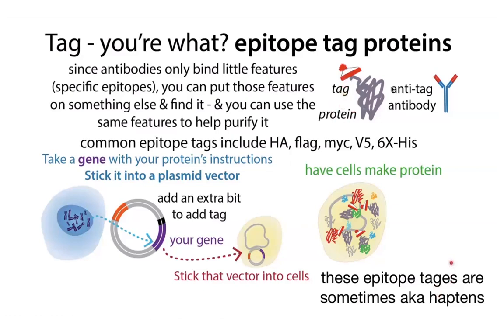Sometimes these tags, I don't know why it auto-corrected to "Tages", that's weird. But basically, sometimes these are also known as haptens. So they're just these little tags or these little things that you put on your protein or whatever else you want to be able to be detected by an antibody.